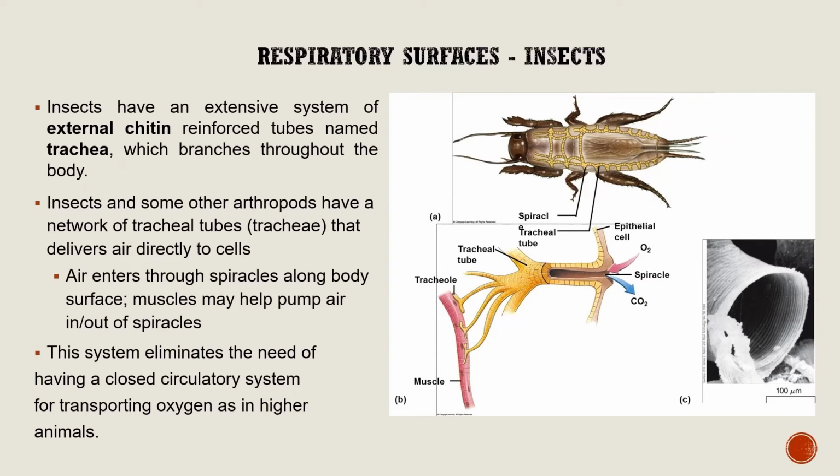So now we go to the first example of the animal, which is insect. Insects have an extensive system of external chitin-reinforced tubes named the trachea, which branches throughout the body. Insects and some other arthropods have a network of tracheae that delivers air directly to the cell. Air enters through the spiracle along the body surface. Muscle may help pump air in or out of the spiracle. This system eliminates the need for a closed circulatory system for transporting oxygen as in higher animals.